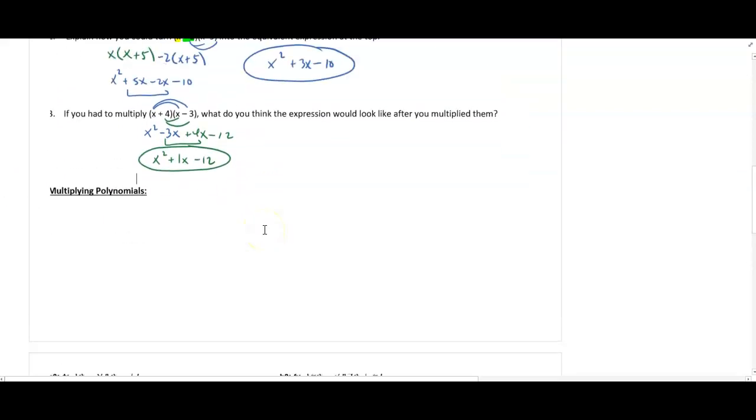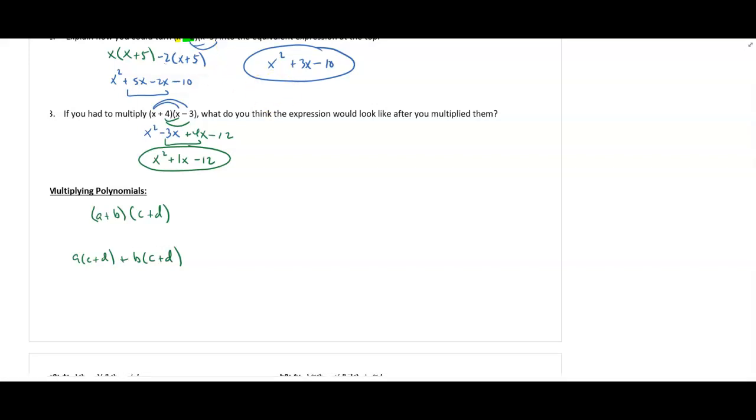Okay? So when we multiply polynomials, say I have a plus b times c plus d. What we're basically doing is pulling the first term out, distributing it to the second binomial, pulling the second term out, distributing it to the following polynomial, and then combining like terms.